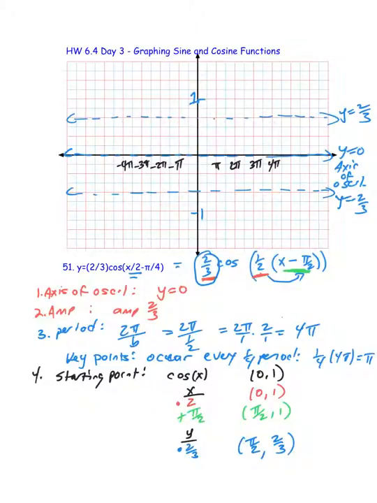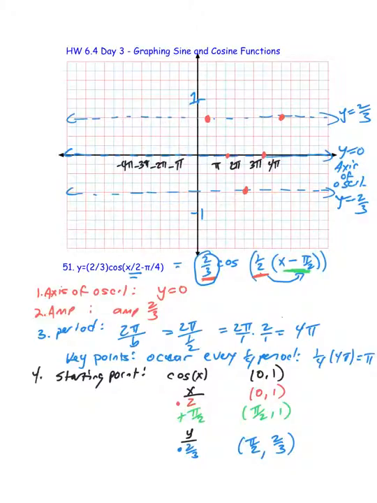So we've got pi over 2, 2/3. So that's right here. And then every pi units, we're going to have another key point. Remember, pi units is 2 lines on this graph, the scale that I set up. So I'm going to be here at 3 pi over 2, 0, and then the next one is going to be at 5 pi over 2, negative 2/3. And I'm going to continue on every 2 units on the x scale, oscillating between the midline, the maximum, back to the midline, then to the minimum.